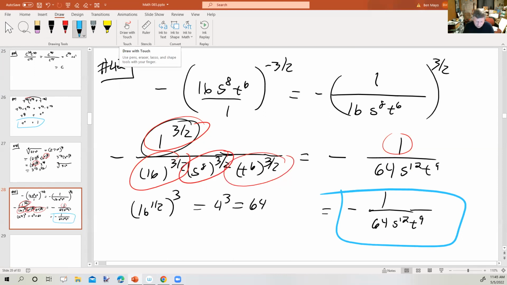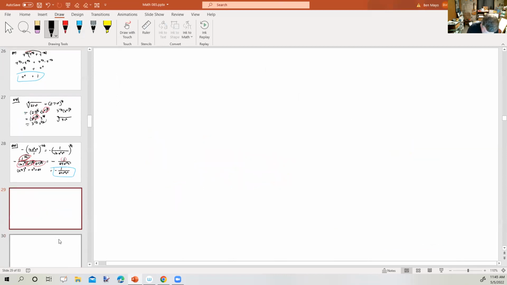All right, we're going to go on to the next section now. So here we go on to section 9.3. We have 2 rules that we're going to look at in this section. They aren't new, but radical notation is new.